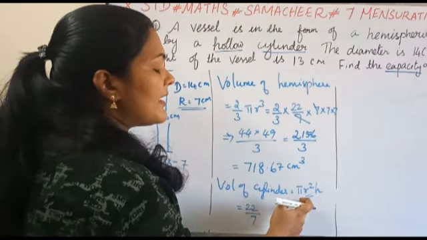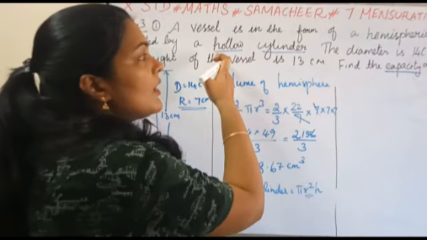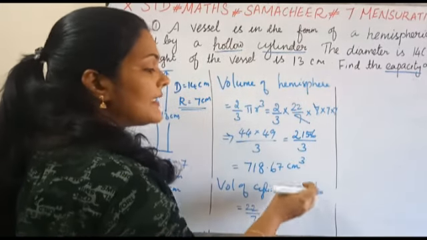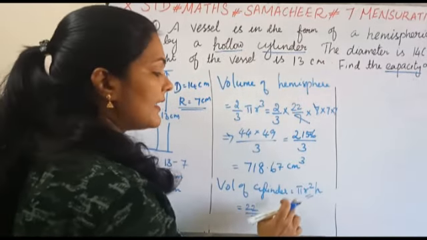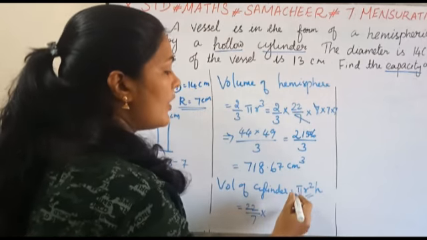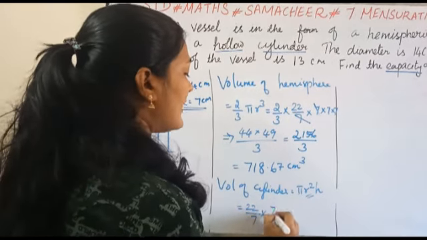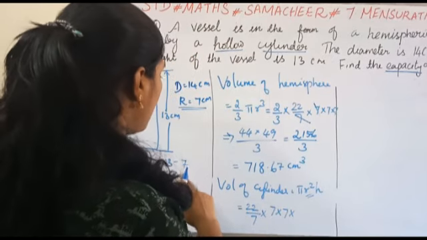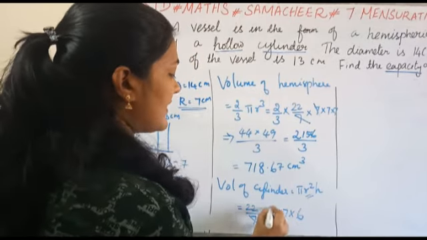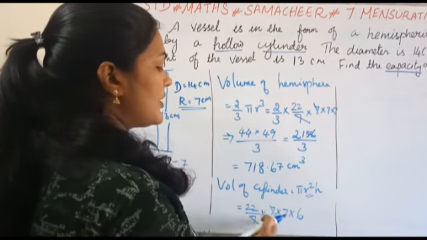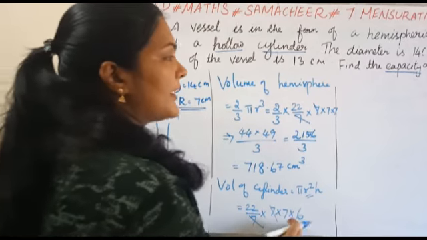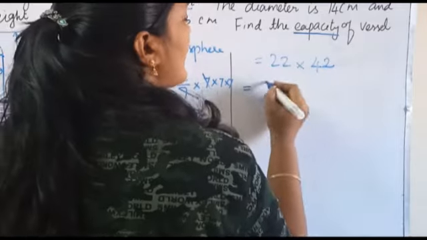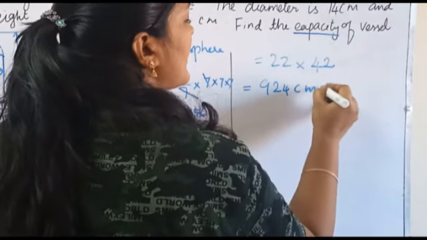Volume of cylinder is equal to pi r square h. See, we have only one r, so there is no need to be confused about hollow cylinder. Just proceed like a normal cylinder. So 22 by 7 into r square is 7 square, which is equal to 7 into 7 into h is 6 centimeter. 7 cancels and 22 into 7 into 6 is 42. 22 into 42 is equal to 924 centimeter cube.